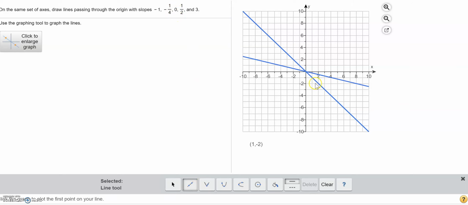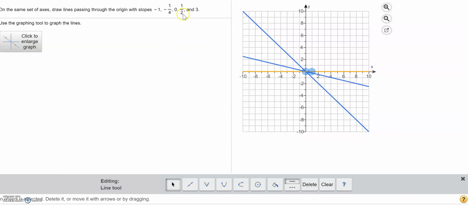So again, grab the graphing tool, start at 0, 0, the origin, and then I'm going to rise 0. So I'm not going to go up at all. And then I'm going to go over 1. There we go. And there's a slope of 0.